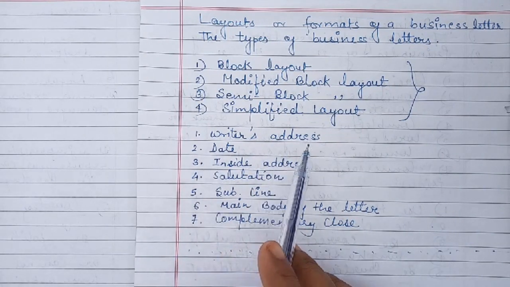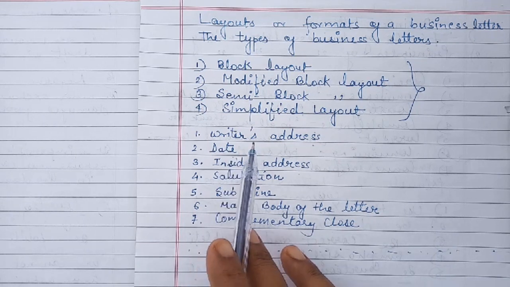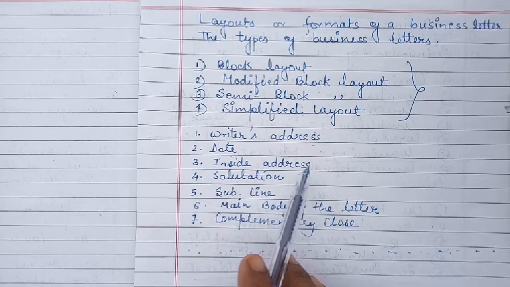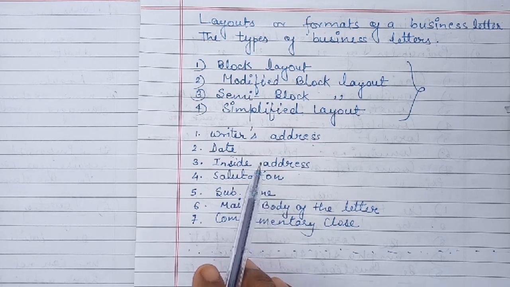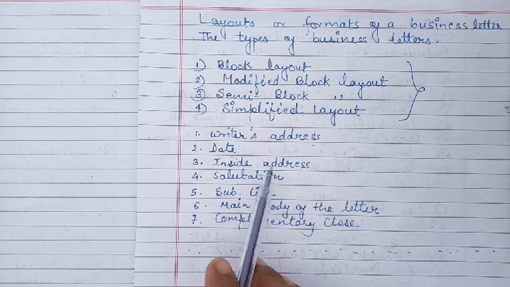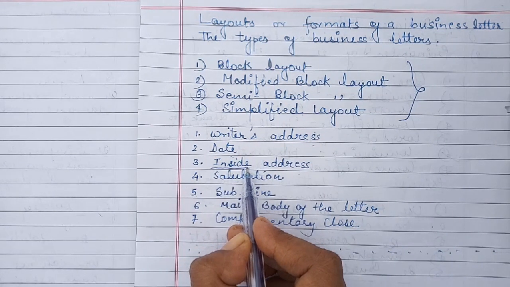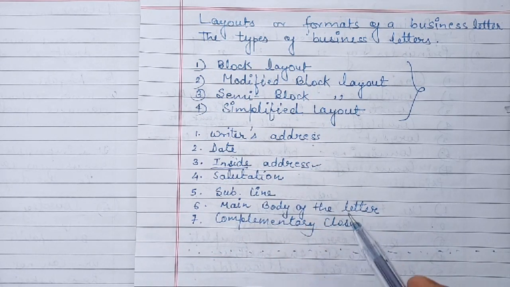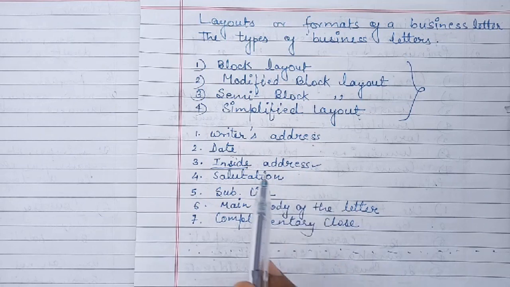If we talk about a writer's address, it means the person who is writing a letter first needs to give his or her address. Date is the second content of any business letter, and it is very important. Inside address means the address which comes on the page of the person to whom you are writing a letter. Why do we call it inside address? Because the same address is given on the envelope also. That is known as outside address, and when we write down the same address in the letter, that is known as inside address.